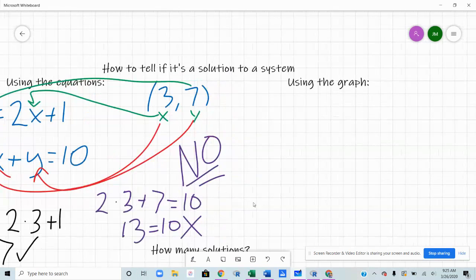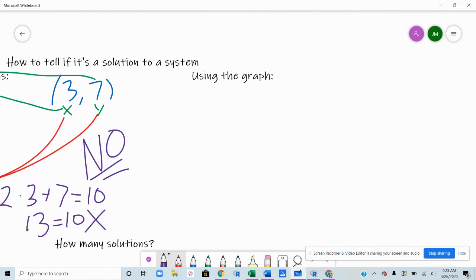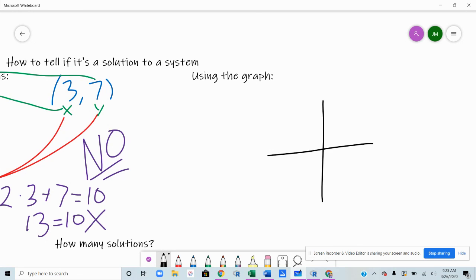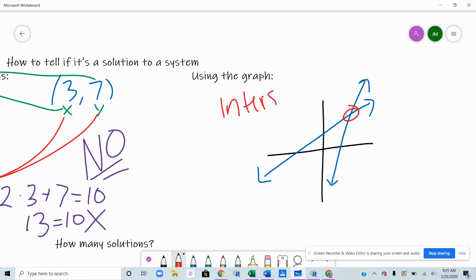Okay, now let's talk about the graph. If you have a graph, first of all, let me draw a quick little graph in here. I've got my x, y axis. You're going to have these two lines. The graph is very, very easy to tell your solution. You're just looking at their intersection. Whatever that coordinate point is, that's your solution. Maybe that is at 3, 4. That's how you can use the graph to find your solution.